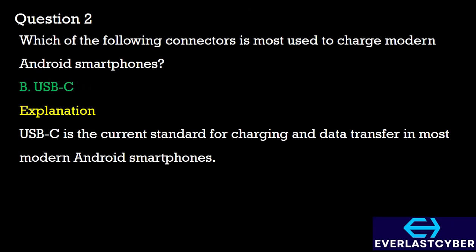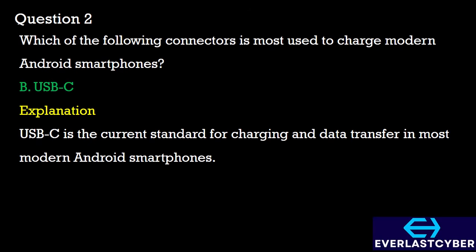The USB-C is the current standard for charging and data transfer in most of the modern Android smartphones we have now. The USB Type-C is reversible because it allows the connector to be plugged in either direction. For option C, the micro USB, it's usually used in older devices while the Lightning type is used by Apple devices. But for the scenario we have here, the USB Type-C is the most commonly used connector to charge the Android smartphones.